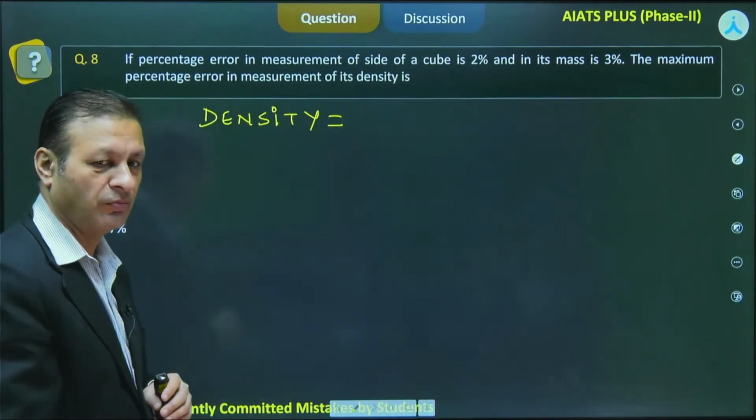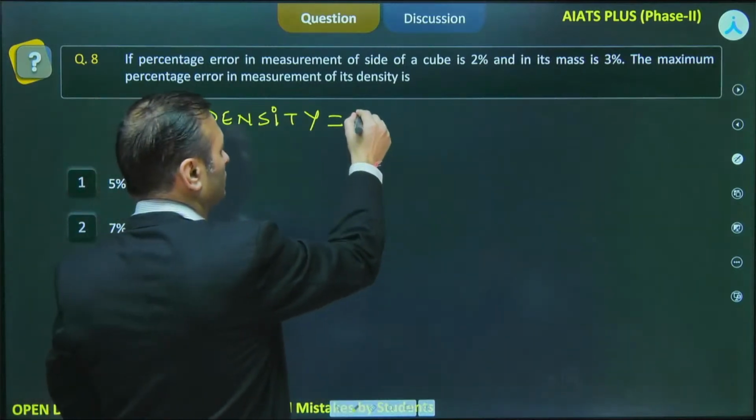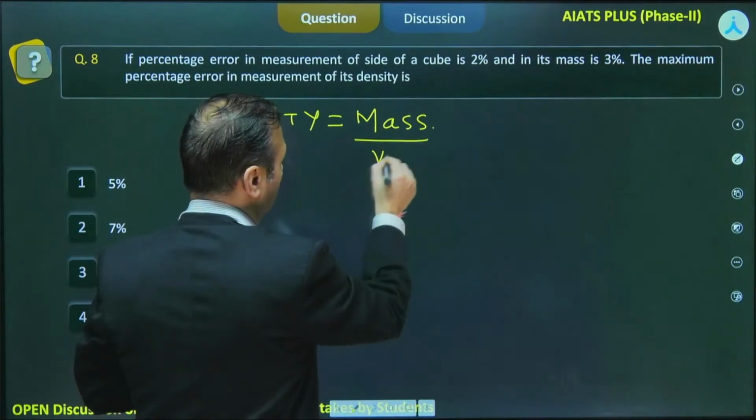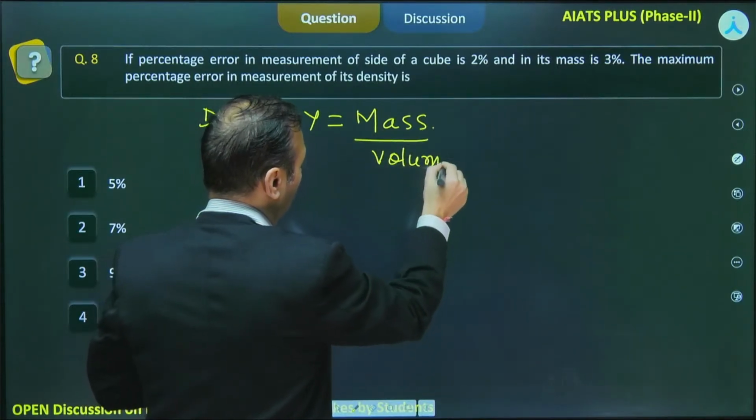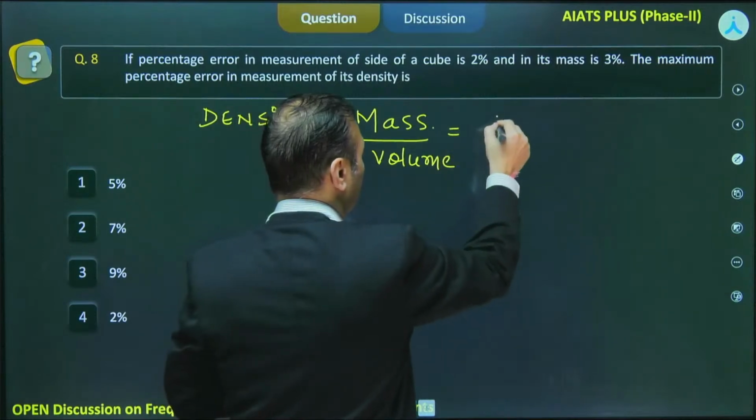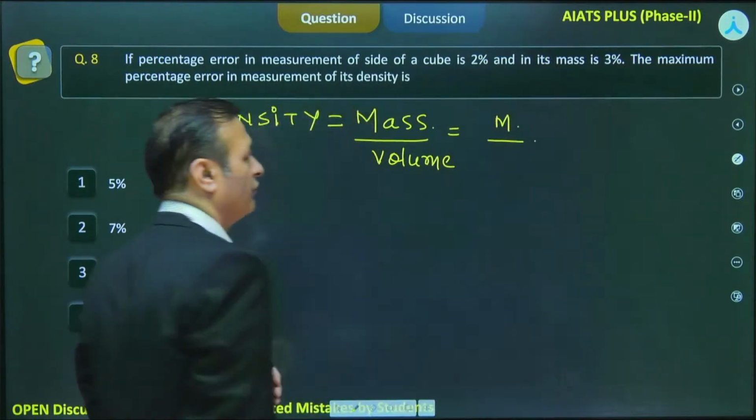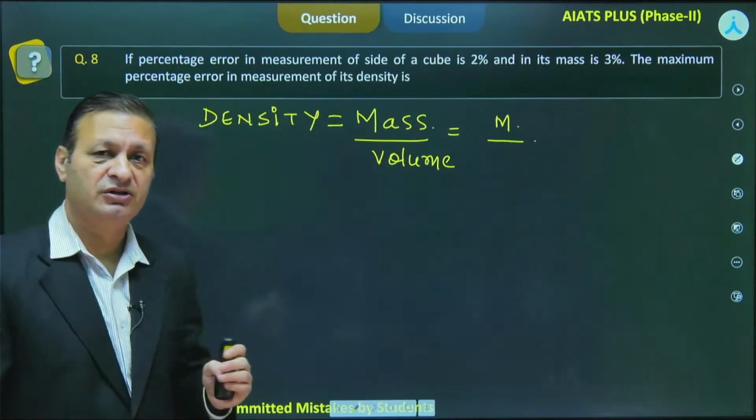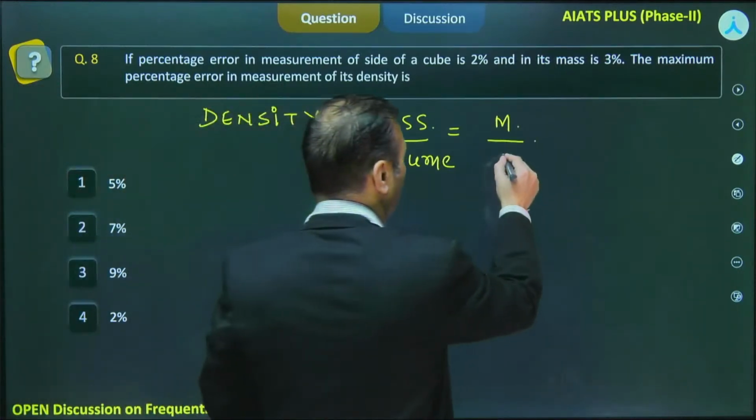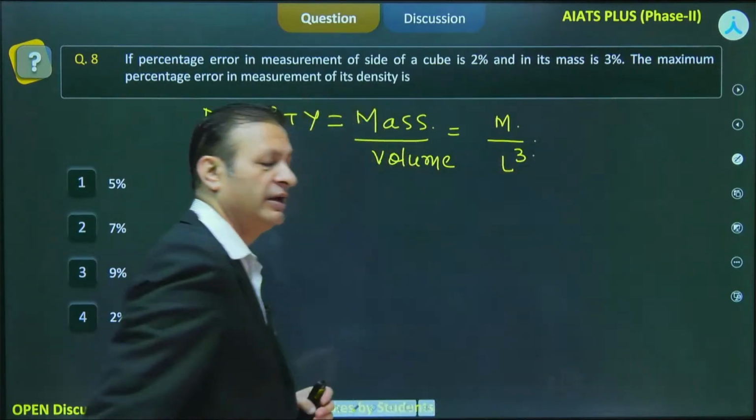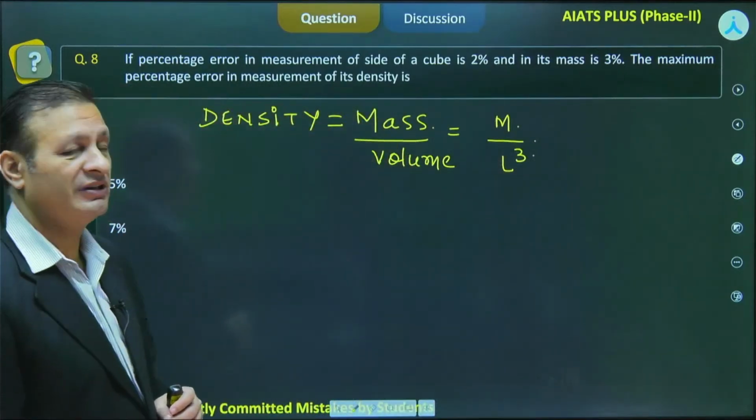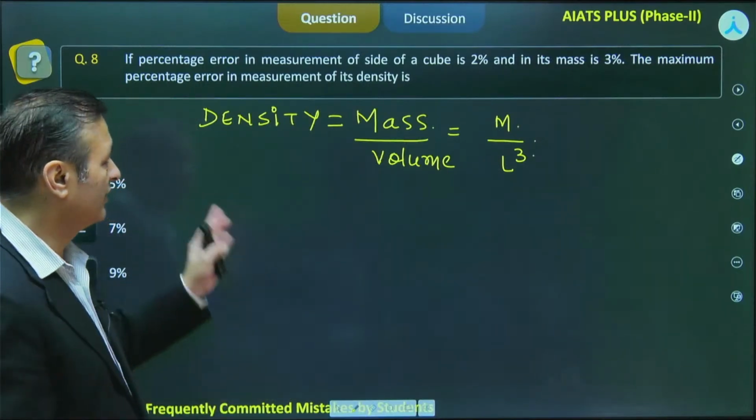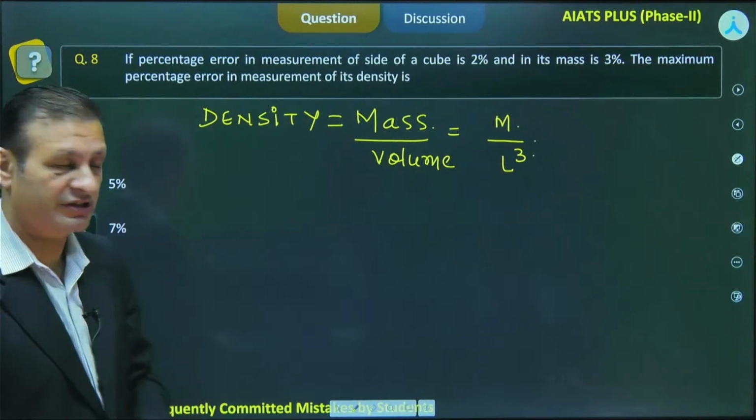So what is the general formula for the density? Density is mass per unit volume. So for mass, I'm writing m, and for the volume: now we have a cube of side, so what is the volume? Volume of a cube is side cubed. Let's suppose I call this side L. So that means density is m by L cube. That is the standard formula for the density.